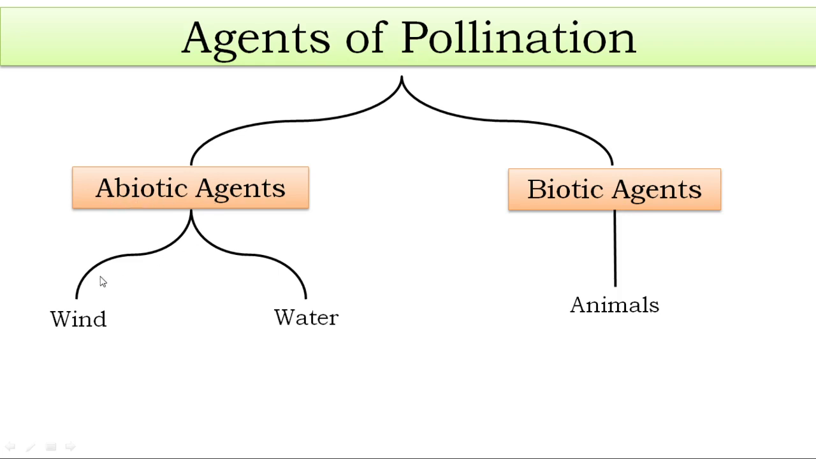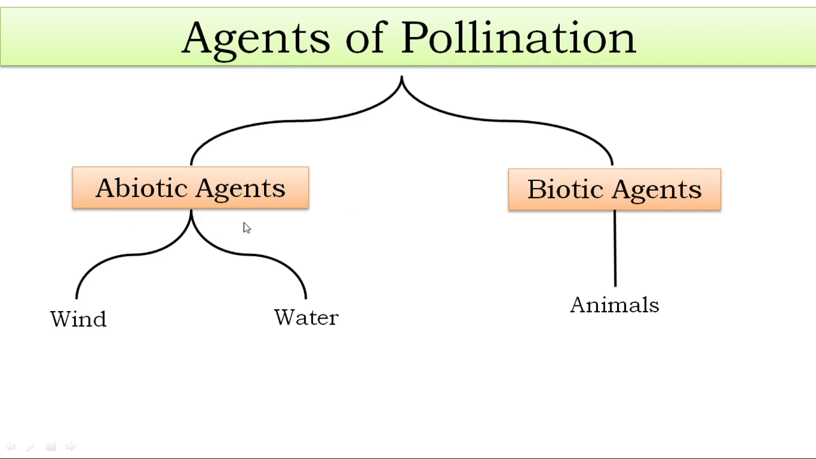Abiotic agents are wind and water. So two common abiotic agents are wind and water, right? Wind can carry pollen grains. Water can also carry pollen grains. And in the biotic agents, we have animals. Animals can also carry the pollen grains from the anther to the stigma of the flower. So there are two different agents, abiotic agents and biotic agents.